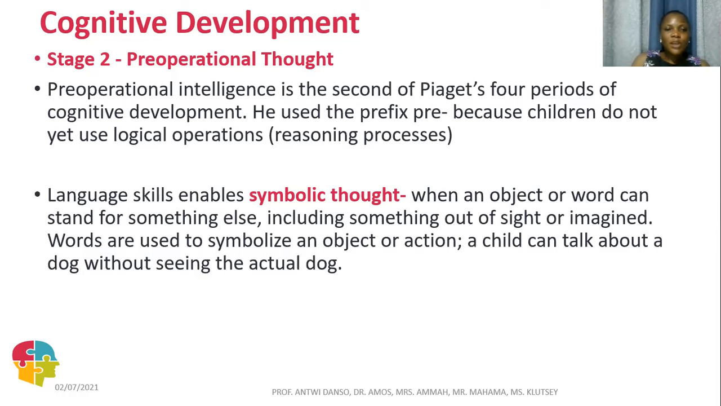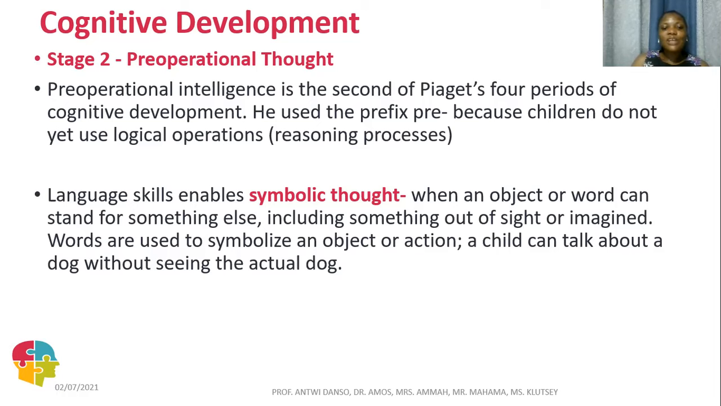The name pre-operational means that before the child can reason, the child is not fully thinking or does not have what we call formal thought. So it is called the pre-operational, the pre-logical reasoning stage of the child. By this time, the child has learned how to pick up language. So they have what we call symbolic thoughts, where an object or a word can be used to stand for something else, which is in sight or imagined. So words are used to symbolize an action or an object.